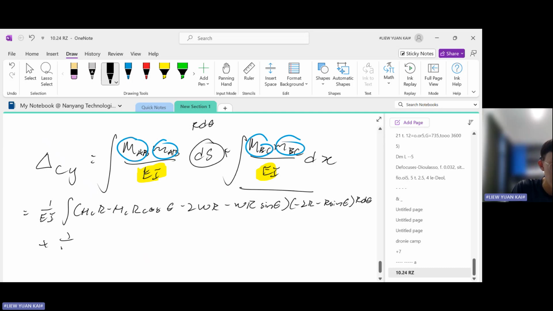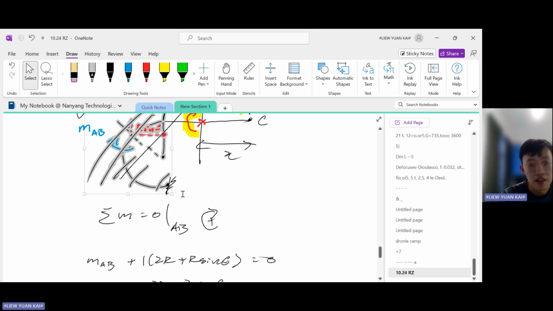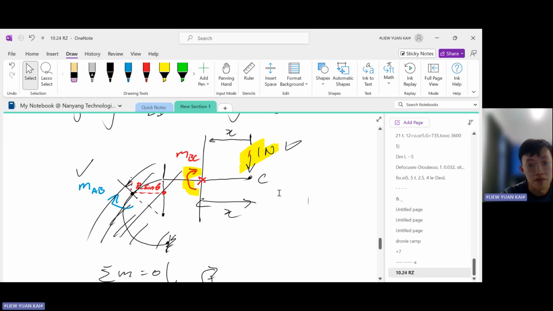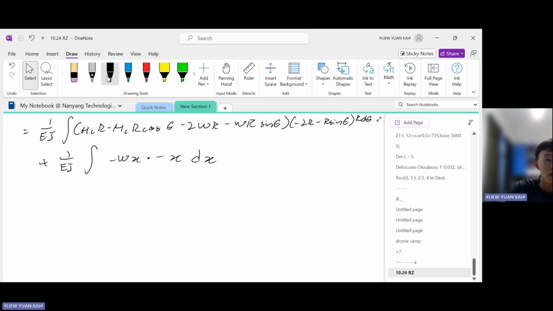Okay, next the second integration. So the second integration, also I'm gonna pull out the EI. Okay, then what do we have? So MBC is given by negative wx, then small mBC will be given by negative x. Okay, and don't forget the limits of integration. So remember, the circular arc here runs from 0 to pi radians. Then this straight segment here runs from x equals to 0 to x equals to 2r, right? The entire length of this straight segment is 2r as given by the question. So here will be 0 to pi radians. This will be 0 to 2r.